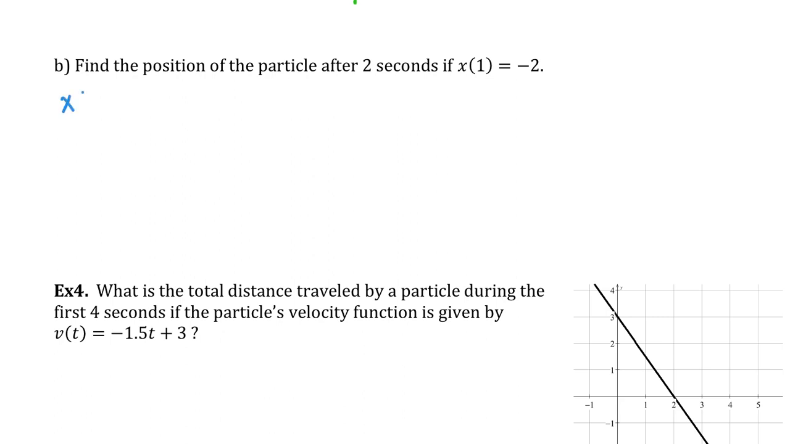I want x of 2. They gave me x of 1. So I just need to know what the change in position was from 1 to 2, and they gave me the velocity. X of 1 is -2. The antiderivative is the same.